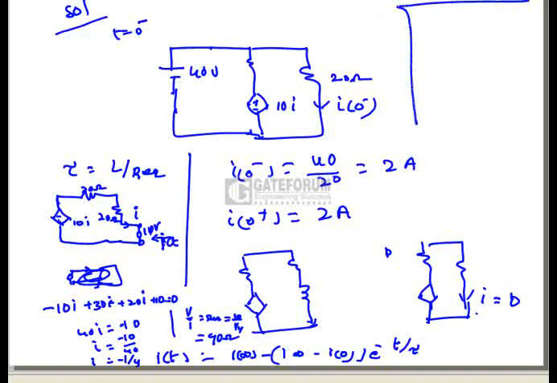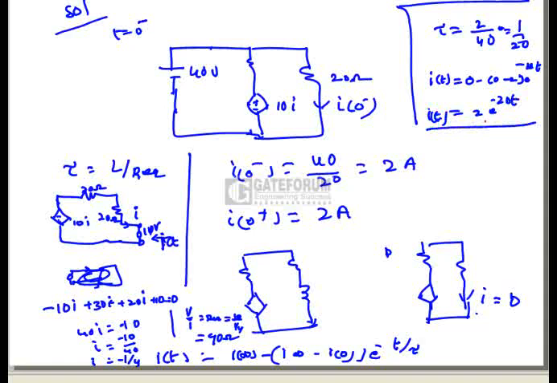I am writing the final equations here. Now what is the value of tau here? Tau equal to L by R. L is 2 and R equal to 40 we got, so we get 1 by 20. Now the final value of the current at infinity is 0. I of t equal to final value 0 minus the final value 0, again plus the initial value 2, into e power minus t by tau. That means 20 t. So I of t equal to 2 into e power minus 20 t.